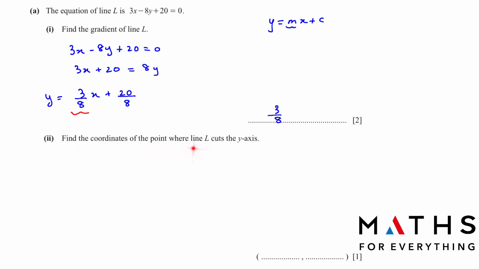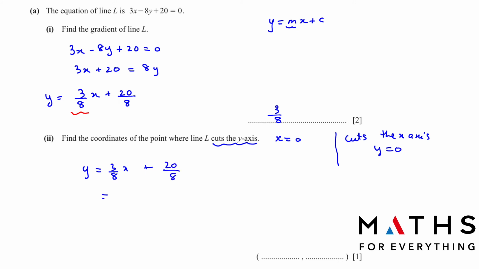Find the coordinates of the point where line L cuts the y-axis. When the line or any graph cuts the y-axis, the value of x is 0. Remember that. And if it cuts the x-axis, your y is going to equal 0. So now we have the equation given to us. y is equal to 3 over 8 x plus 20 over 8.